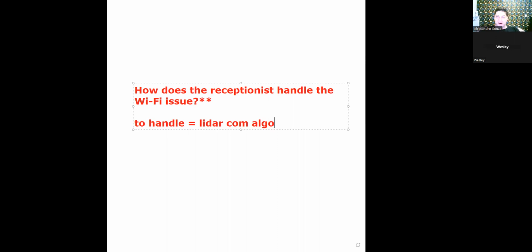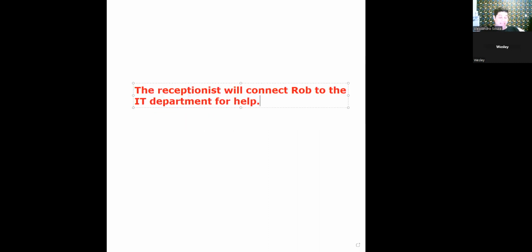Okay. So, yeah, how does he handle the problem? The receptionist will connect Rob to the IT department for help, or he will put Rob through to the IT department, as you said. Uma outra resposta poderia ser: the receptionist will connect Rob to the IT department for help. Connect. Okay. Rob. Connect.